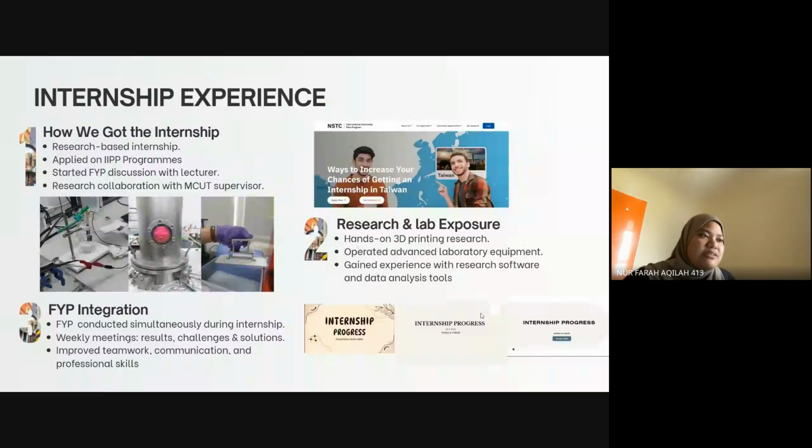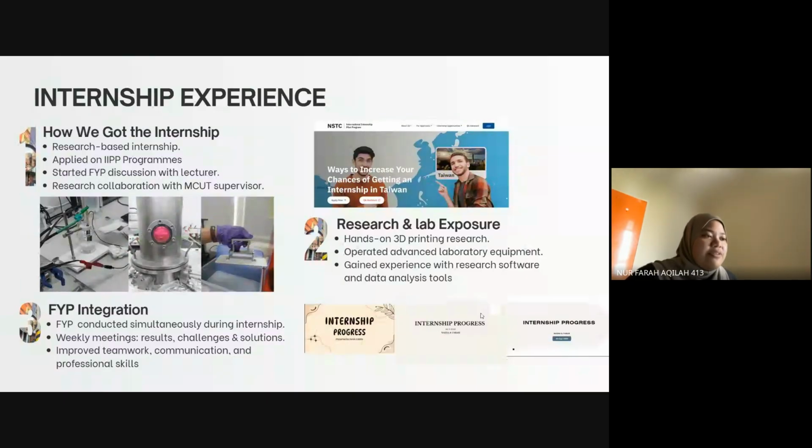The second one is the research and lab exposure. During our internship, we are hands-on learning the 3D printing research, and we also operated advanced laboratory equipment. In our labs, we learn multiple kinds of 3D printers, such as FDM, and we have a lot of 3D printers used for different types of filaments. And then we have a 3D printer for resin.